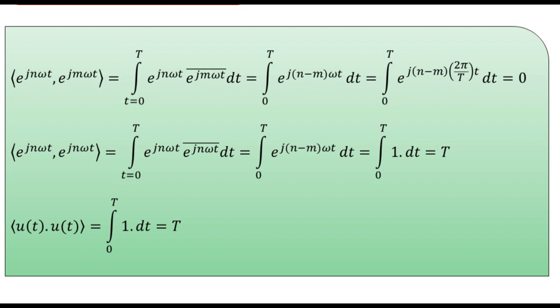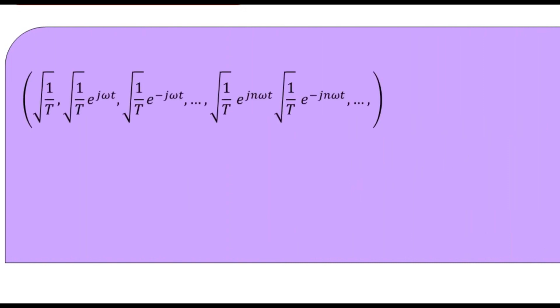So for getting them to satisfy the requirement of orthonormality, we have to make a little modification by scaling these particular functions here. For both the unit function and the complex exponentials, let us make the scaling by the constant under root 1 upon capital T. So we find the orthonormal basis. Here we have the set of orthonormal bases represented as: the first value is under root 1 upon capital T, the second is under root 1 upon capital T multiplied by the complex exponential e to the power j omega t.